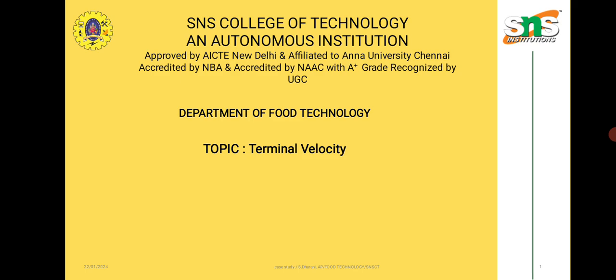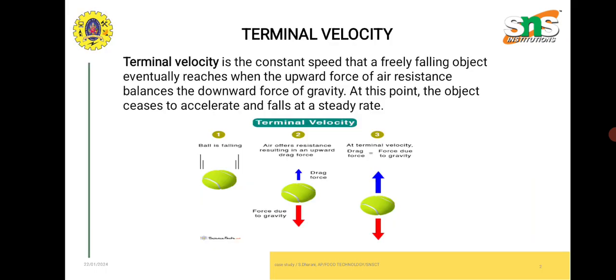I am going to discuss about terminal velocity. Terminal velocity is the constant speed that a freely falling object eventually reaches when the upward force of air resistance balances the downward force of gravity. At this point, the object ceases to accelerate and falls at a steady rate.